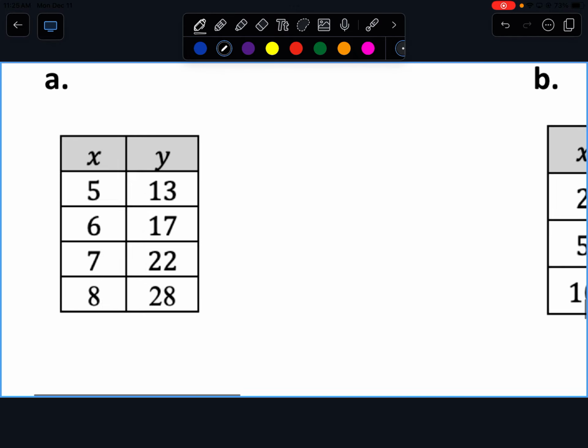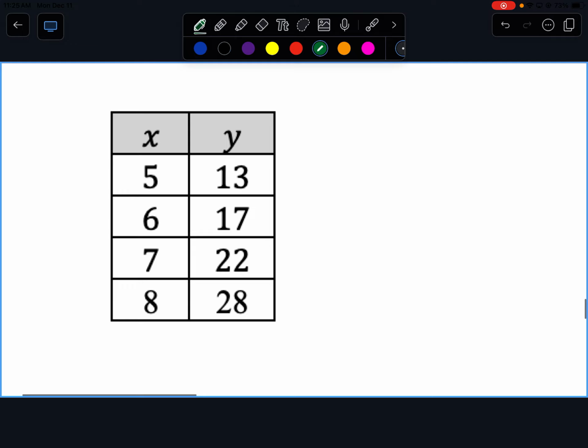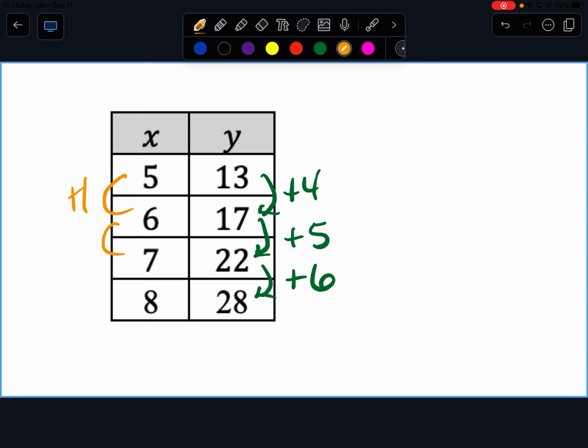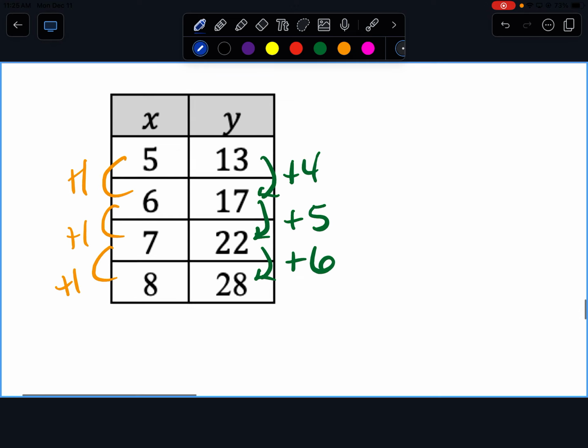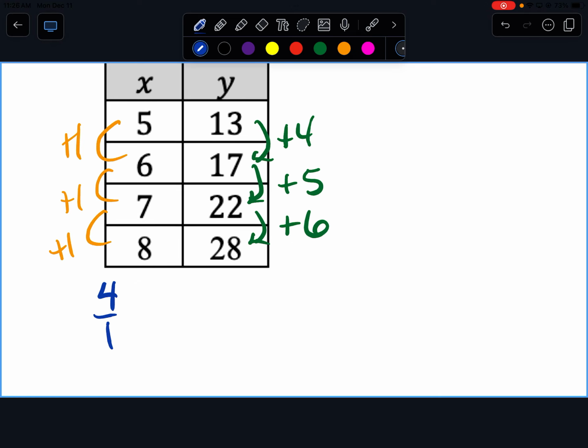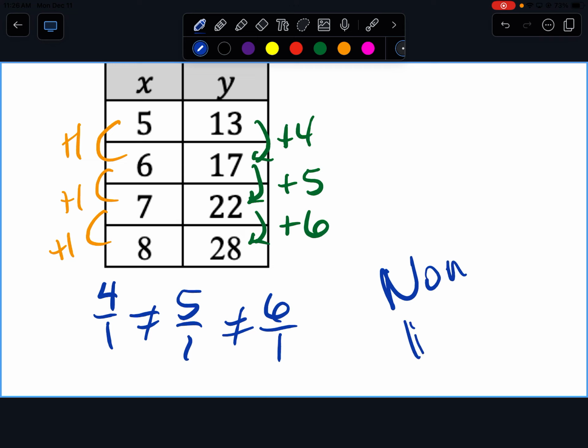Are they linear or nonlinear? So from here to here, I go up 4. From here to here, I go up 5. From here to here, I go up 6. This is plus 1, plus 1, plus 1. So if I was to compare each one of these, it would be 4 over 1, 5 over 1, and 6 over 1. They do not equal each other, so this is non-linear. Oh, that's a horrible spelling of linear.